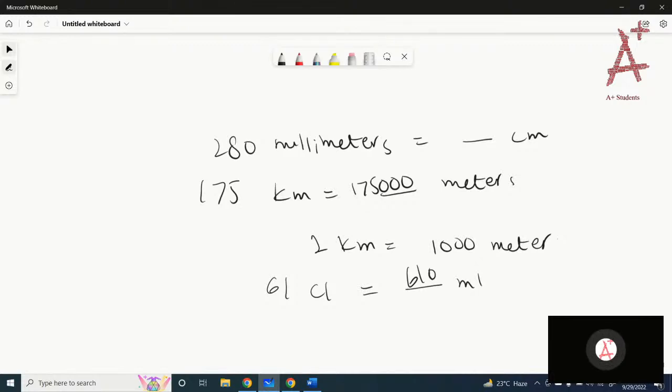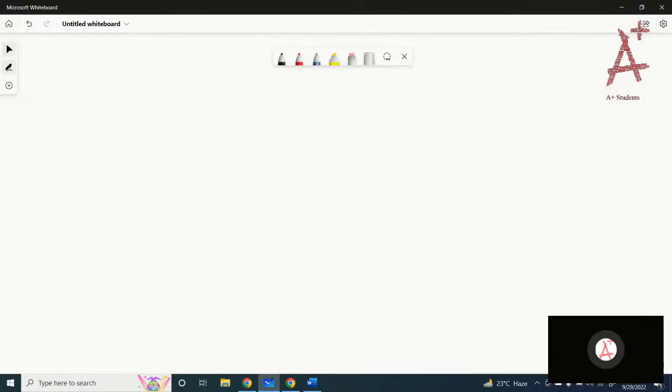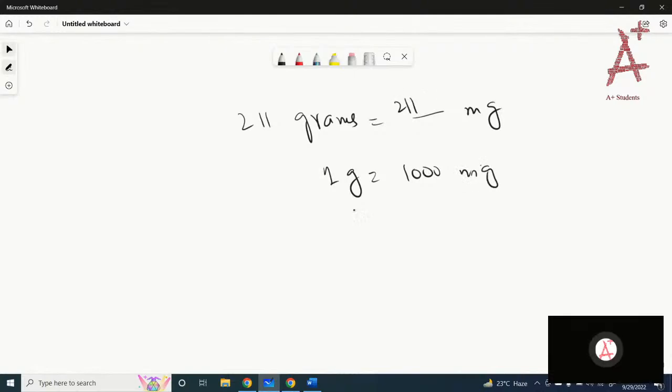Okay. The next one is 211 grams equals how many milligrams? So grams is a greater unit. You are going from the greater unit to the smaller one, so you have to multiply. In 1 gram you have 1000 milligrams. So you have to multiply 211 by 1000. So that is 211,000. Got it? So you can complete the test by yourself.